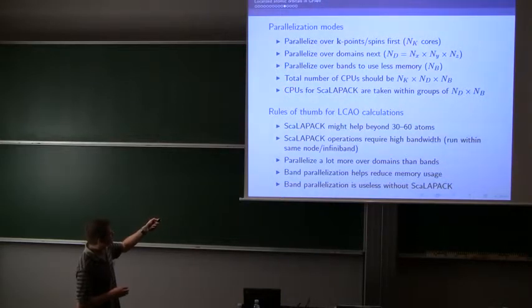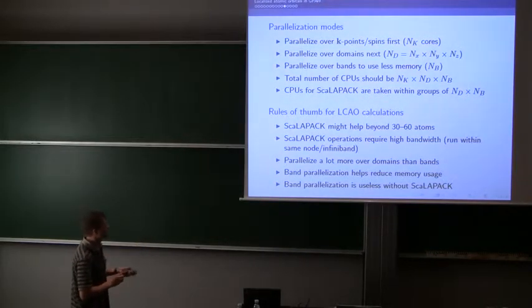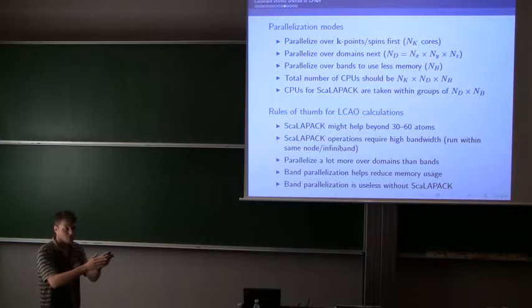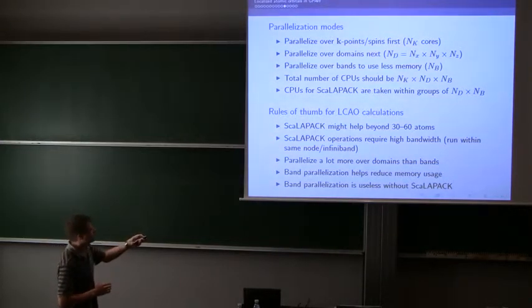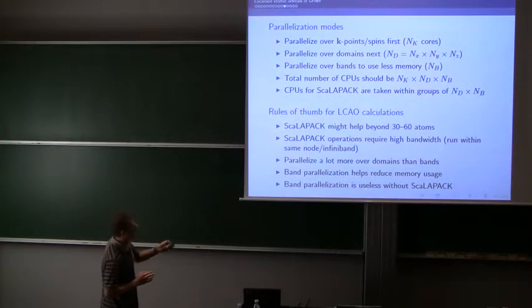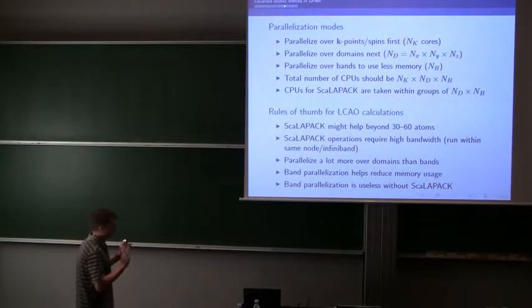And finally, ScaLAPACK can then be enabled, making use of all these domain and band CPUs at the same time. So when you perform calculations, consider starting to use ScaLAPACK from about 30 atoms. It can become a bit expensive if you use ScaLAPACK on different nodes, unless the interconnect is very efficient. This depends a lot on computing architecture.